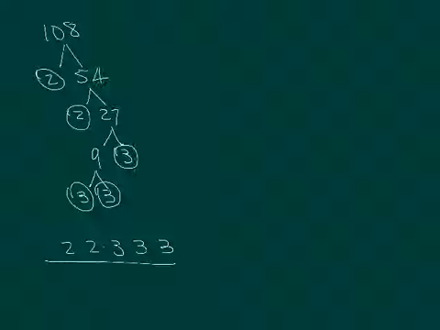Okay, because the 2 appears twice, I'm going to write it as 2 squared. And because the 3 appears 3 times, I'm going to write it as 3 cubed. It's just a shortcut way of writing your product of primes. 2 squared times 3 cubed.